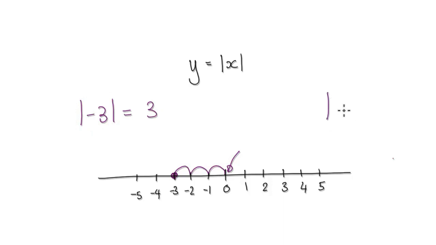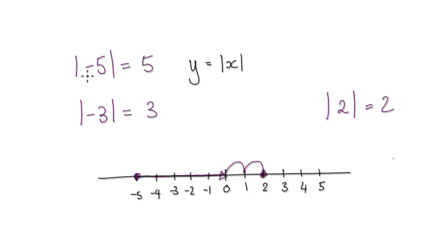What is the absolute value of the number 2? Well, 2 is here. What is the distance away from the origin? Well, the distance away from the origin is 2. What is the absolute value of negative 5? Well, negative 5 is here. How far away from the origin is it? Well, it's actually 5 away.